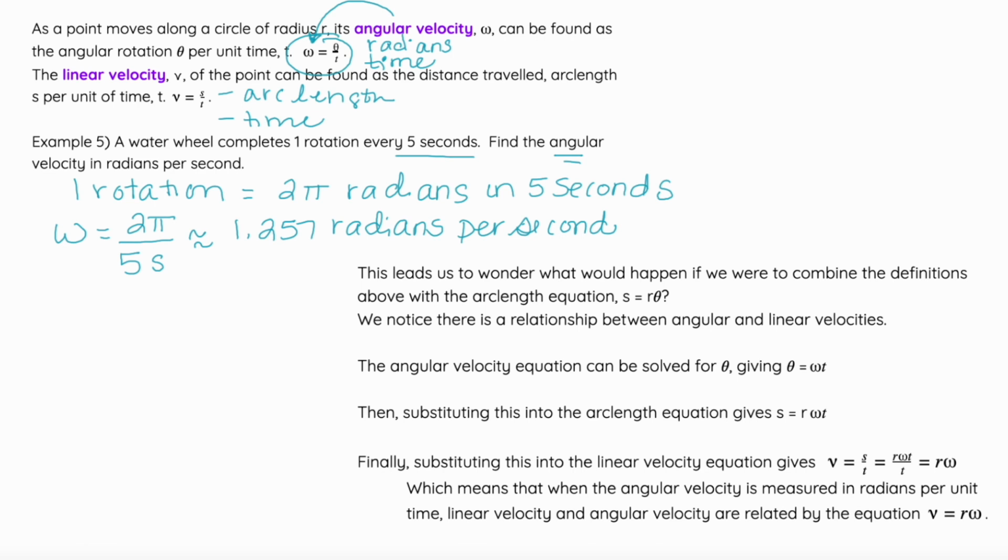So the angular velocity equation can be solved for theta, giving us theta equal to Wt. If I looked at the angular velocity equation, W equals theta over time, and I solve for theta by multiplying both sides by time, theta can also be the angular speed times time, which we get here.